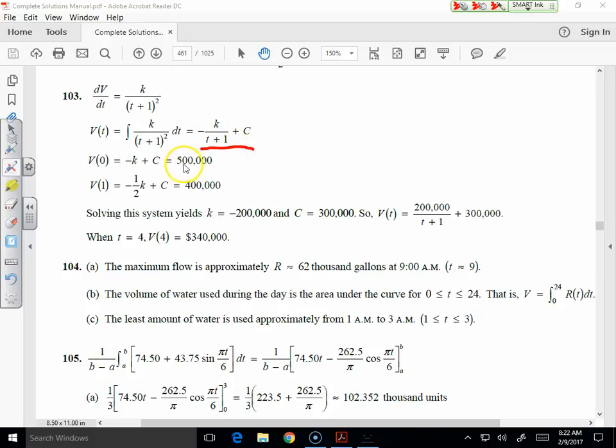But then they gave you 2 clues. The value is 500,000 at 0. The value is 400,000 at 1. You got to plug in your 2 clues, and then don't we have a system of equations?